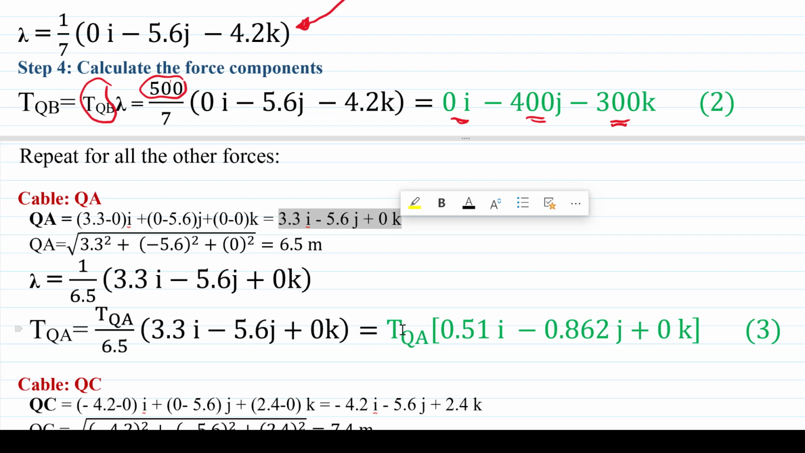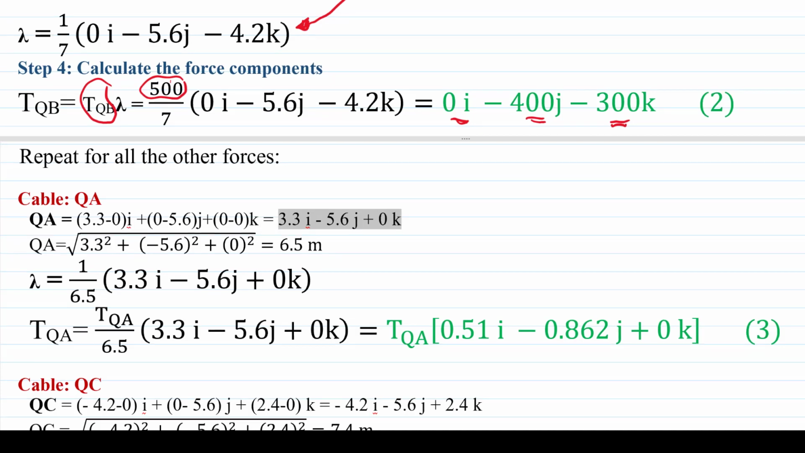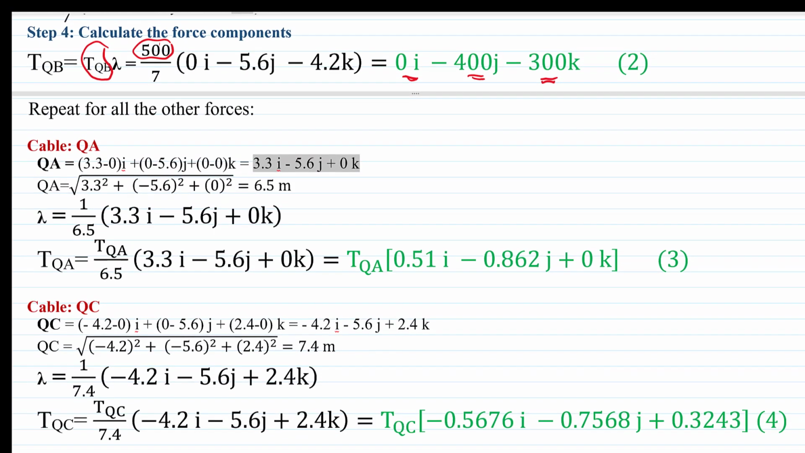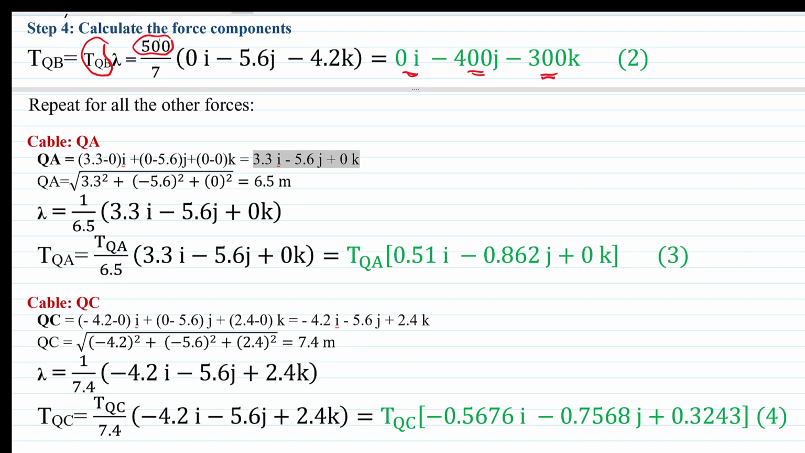So I got the equation for the tension in QA. So we have the three components by multiplying TQA by these lambda vector. So the next step is what? Is to determine the last tension, QC. So the same methodology, we're going to go to point C minus Q. And in point C, you have minus 4.2 minus 0, so you get the first one. And 0 minus 5.6, you get the second one. And 2.4 minus 0, you get the third one. So you got the vector.